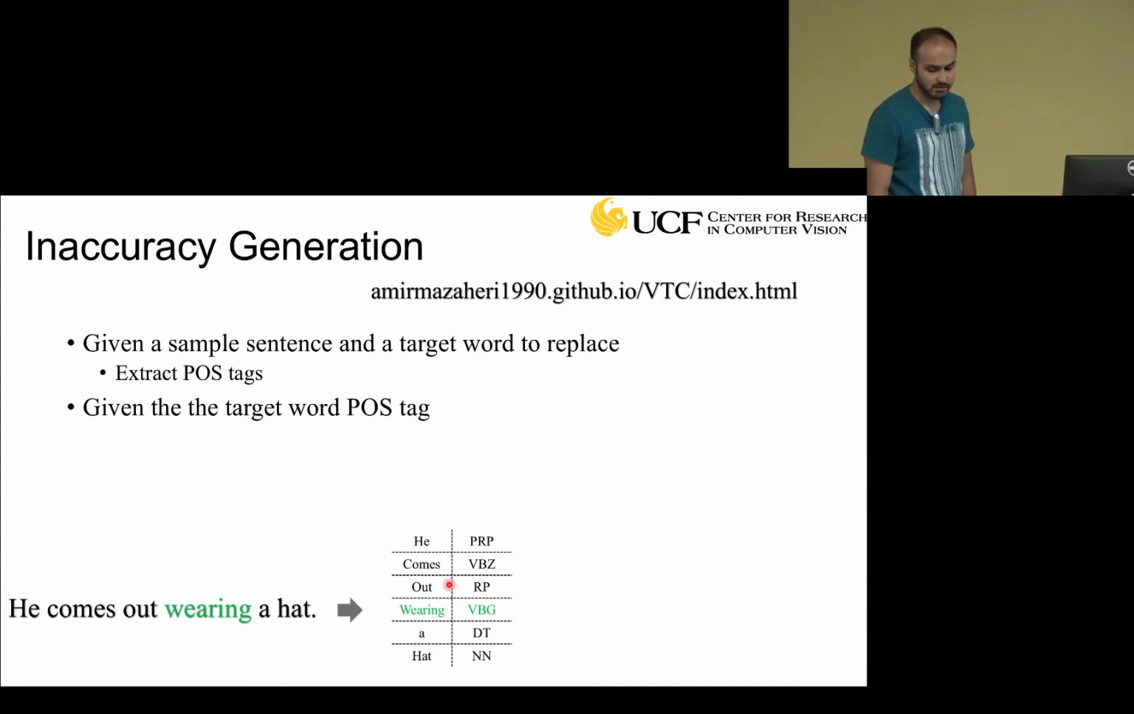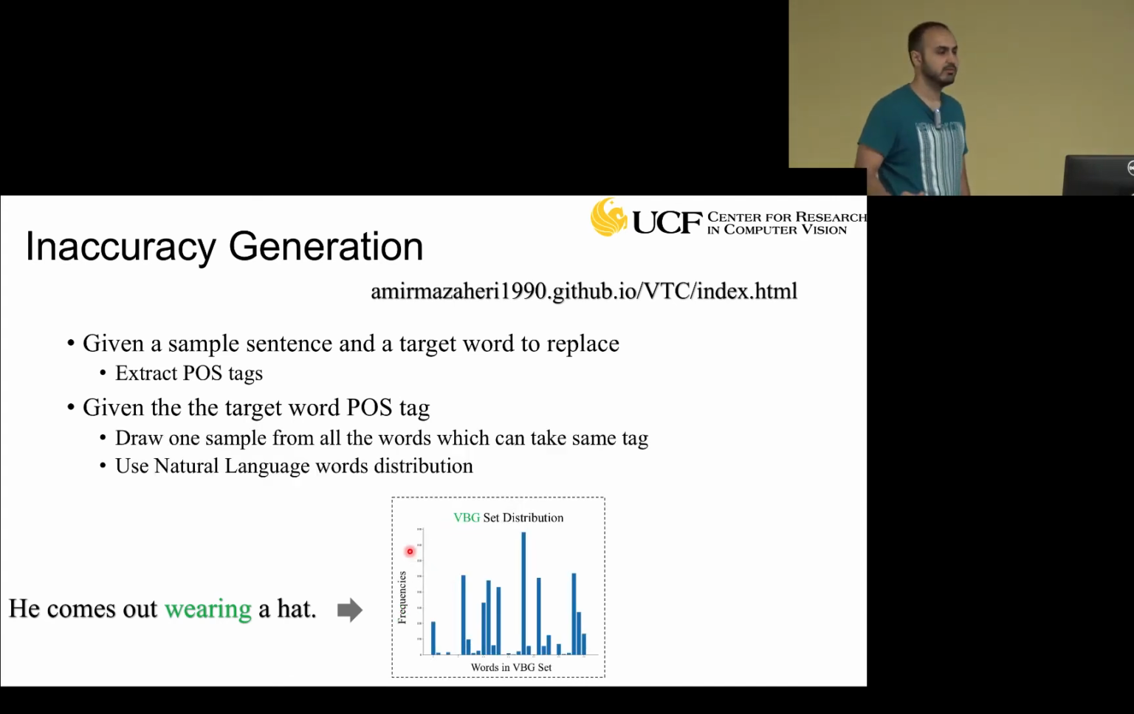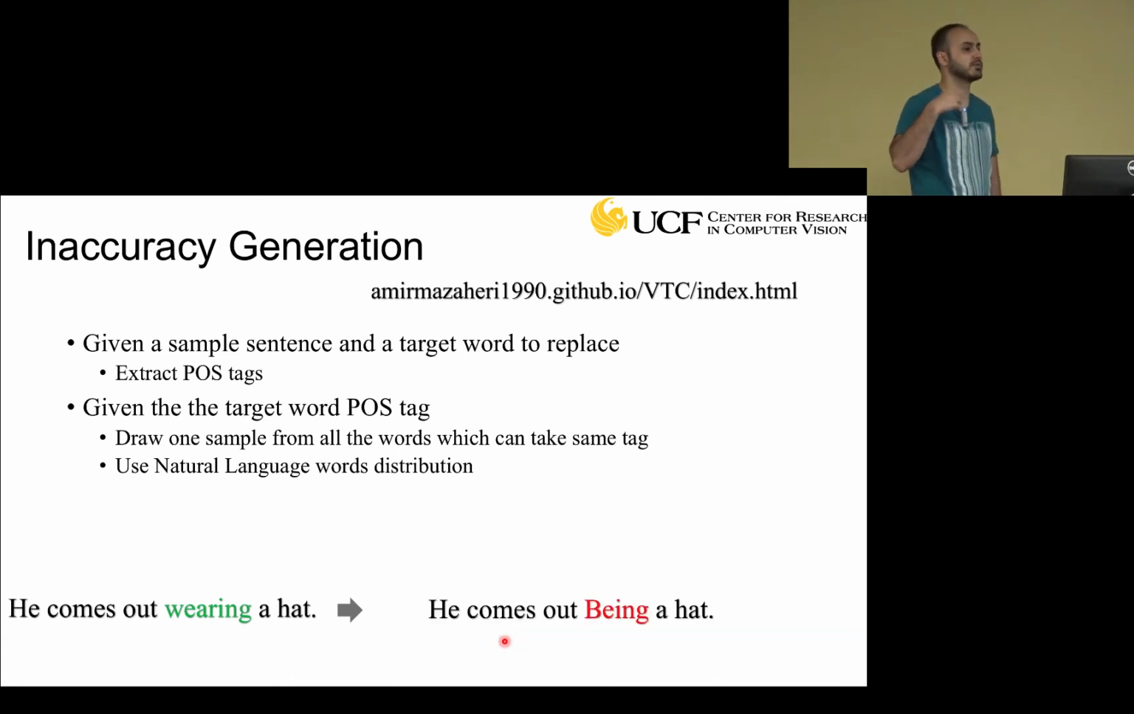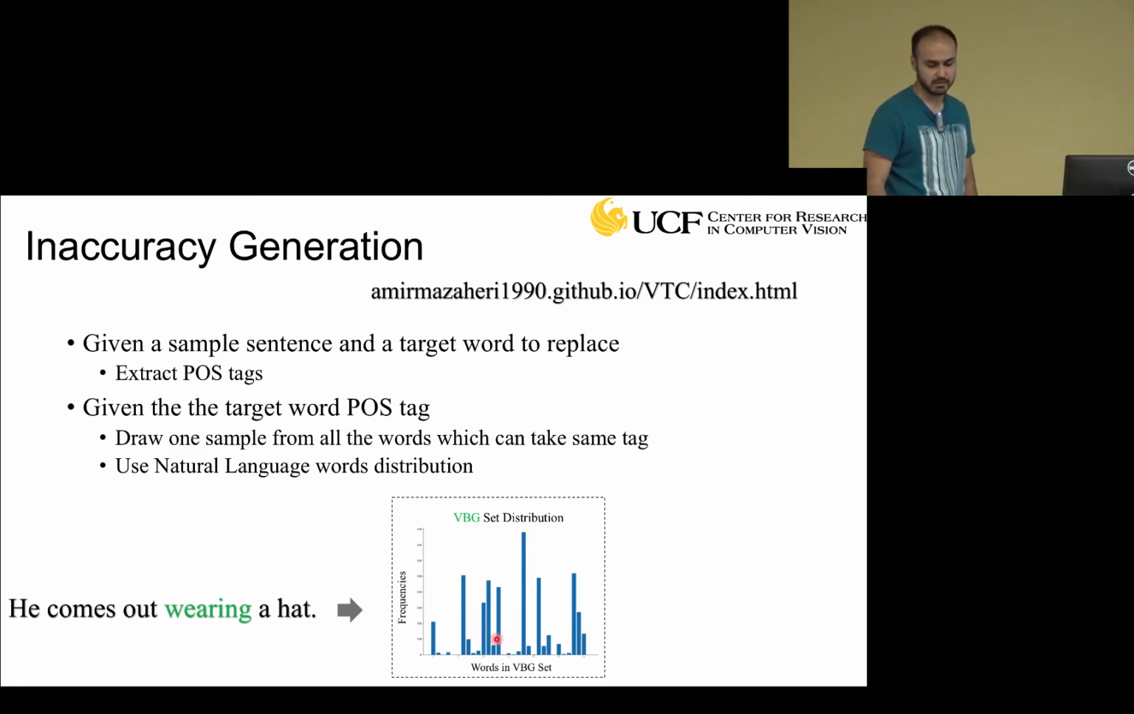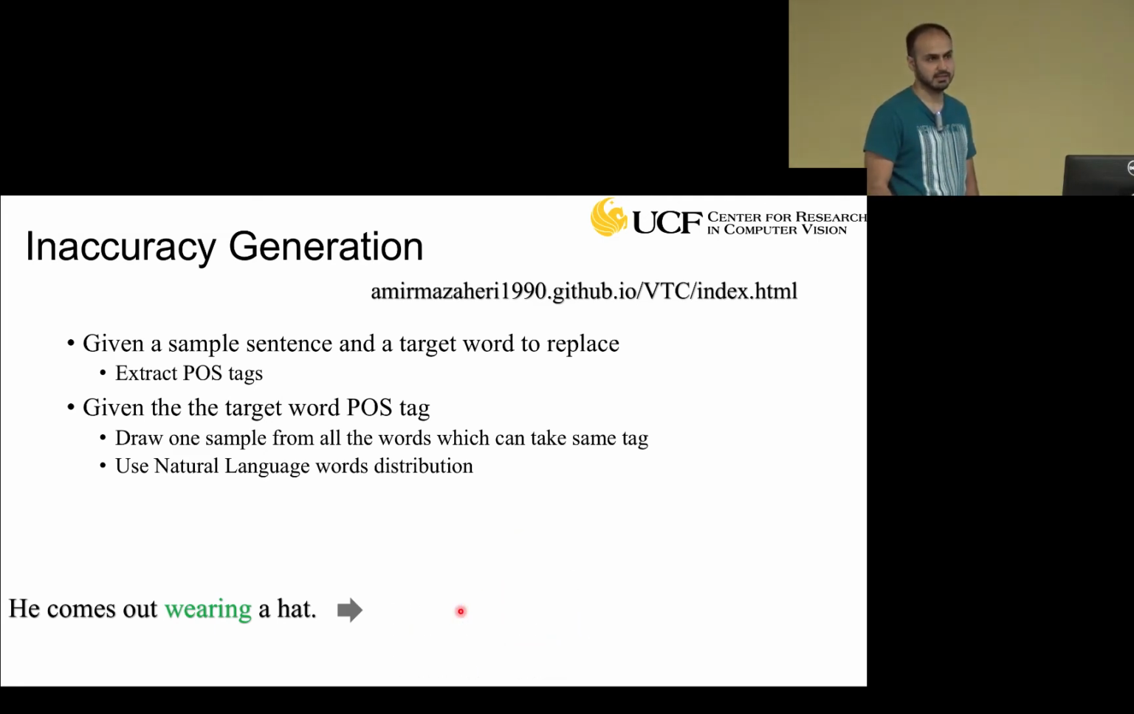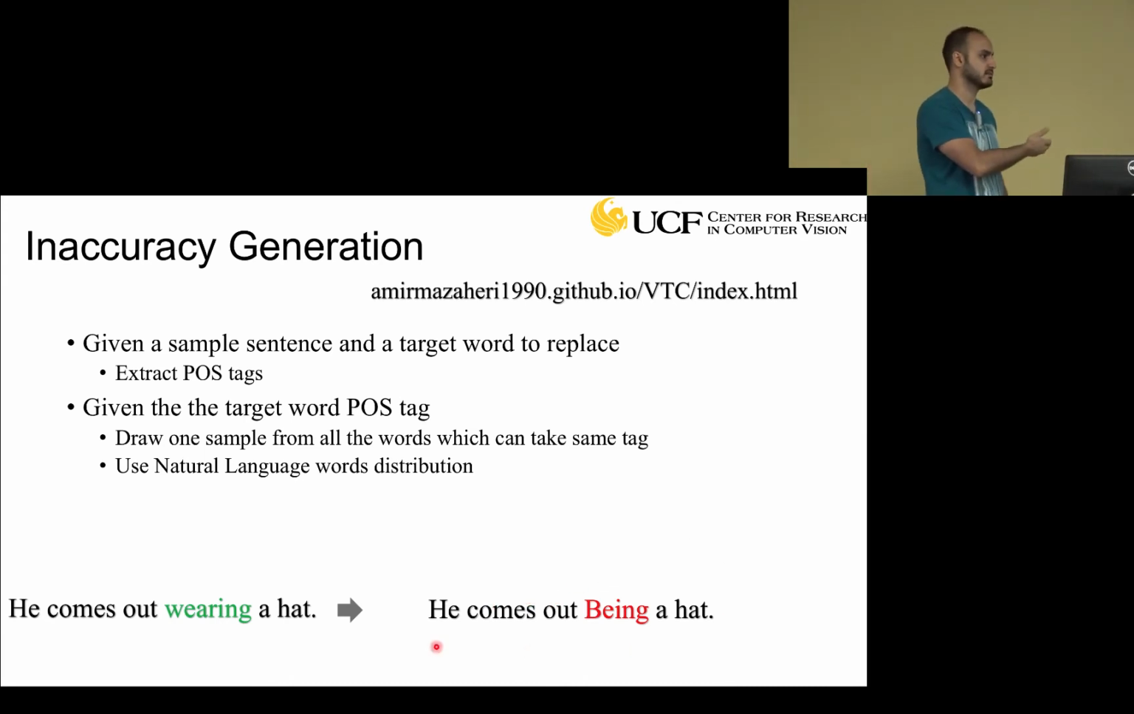And we draw one sample from all the words which could take the same tag, like all the ing forms of the verbs, basically. We use a natural language word distribution to draw the sample because we don't want rare words to come up frequently. So we draw a word and the sentence becomes, it comes out being a hat. This is the way that we generate the datasets to train the system that I talked about earlier.